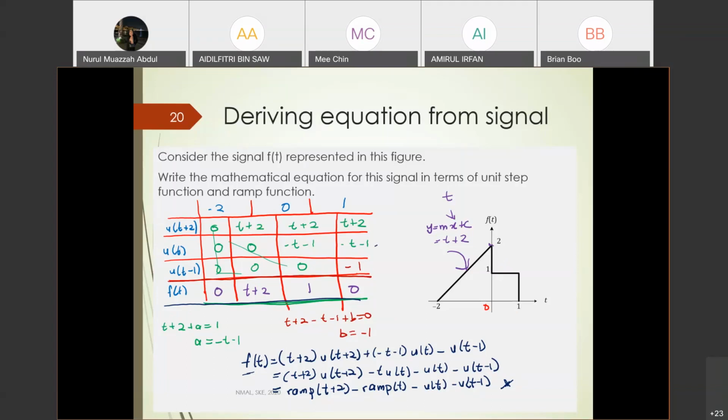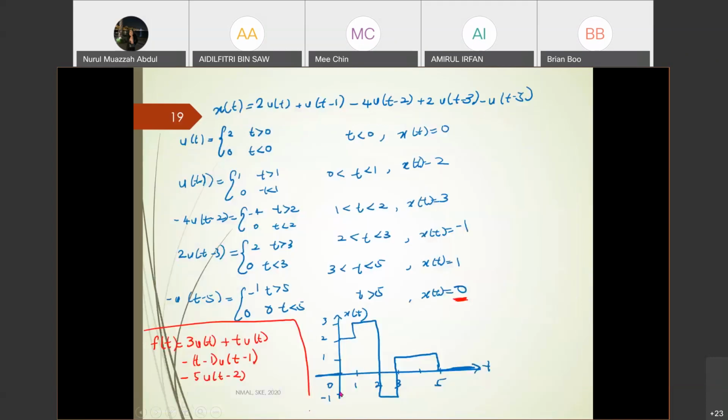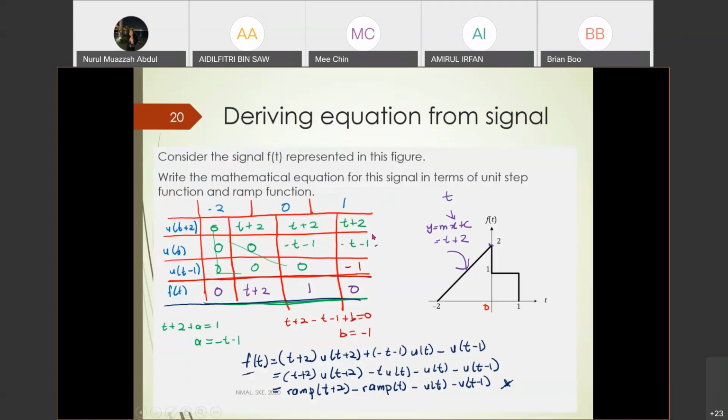Okay, this kind of question is easier if it doesn't involve any ramp function. So what you can do is, from this graph here, you can try to derive it back and find whether you can get this. You work backward using this method. Okay, you can try it.